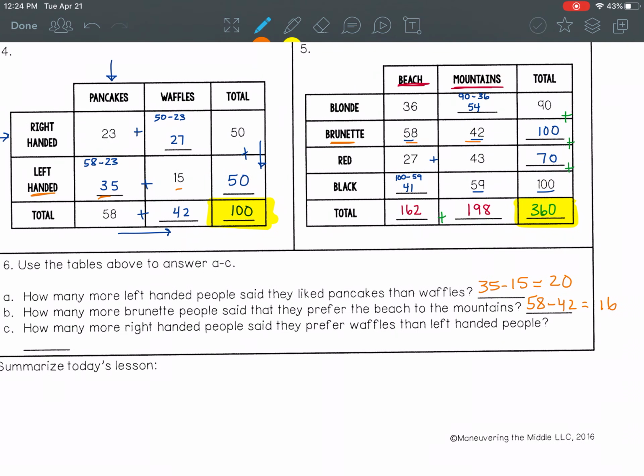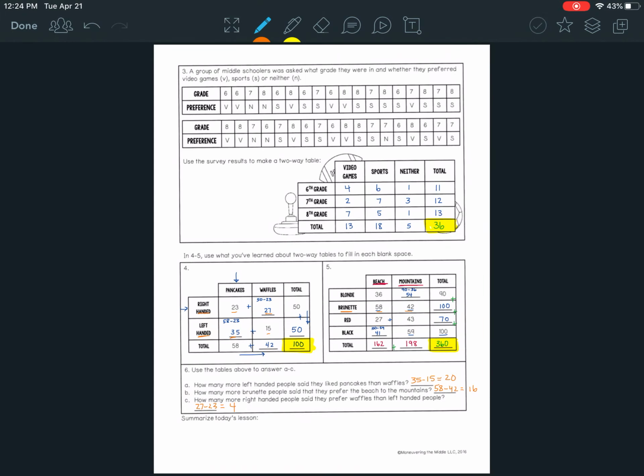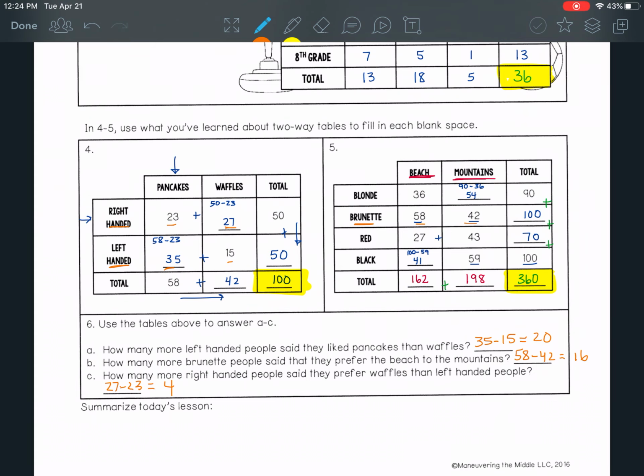And last one, how many more right-handed people, so here's right-handed, said they prefer waffles. 27 preferred waffles over 23 that liked pancakes. So 27 minus 23 is 4. Okay, super easy to answer those questions once we have all the data information filled out.